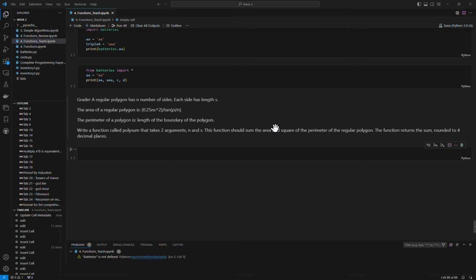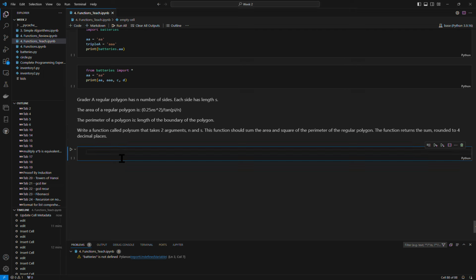So we're going to write a function called polysum, and it takes two arguments, n and s. n is the number of sides and s is the length of each side. This function should sum the area and the square of the perimeter of the polygon, and it should return the sum rounded to four decimal places. That's what you have to do here. Now let's get started.